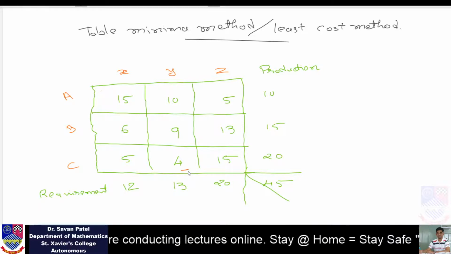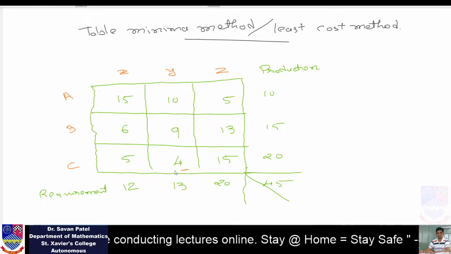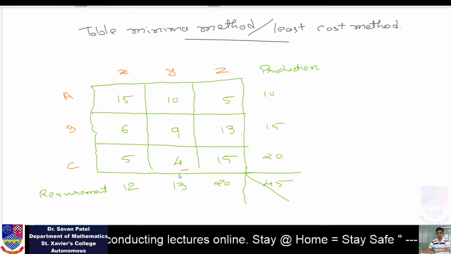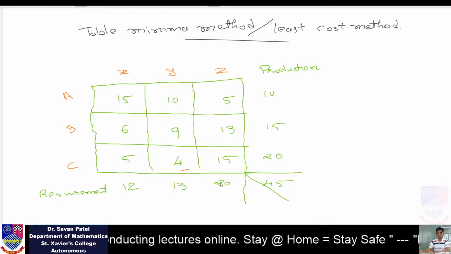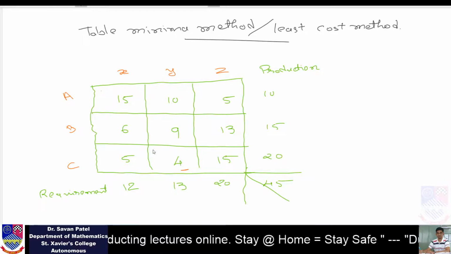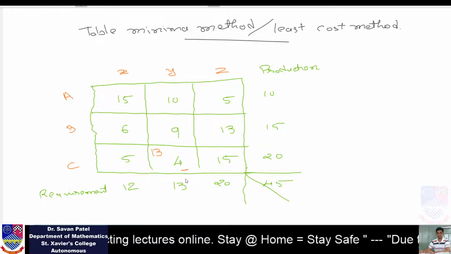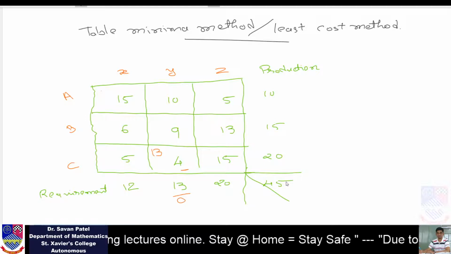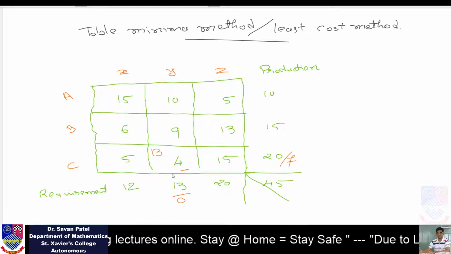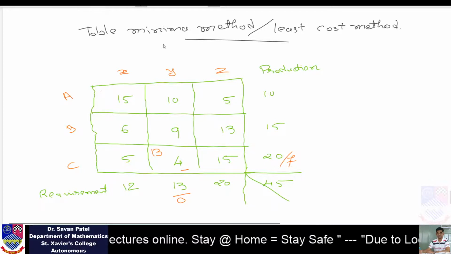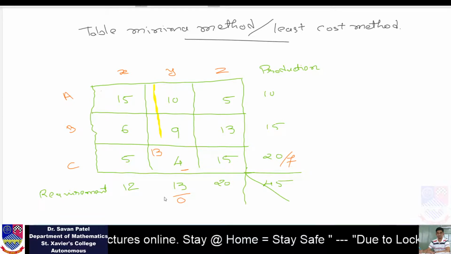So there we will allocate the first possibility. Here the minimum of 13 and 20 is 13. So we will allocate 13 units here. Since it is 13, here we are left with 0 and here we are left with 7. Since this is 0, this column is removed.